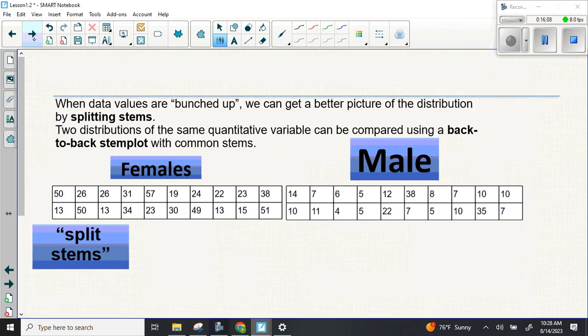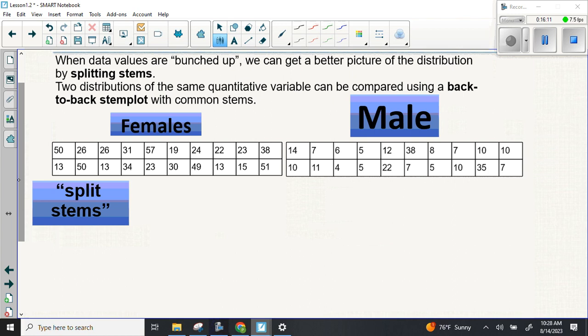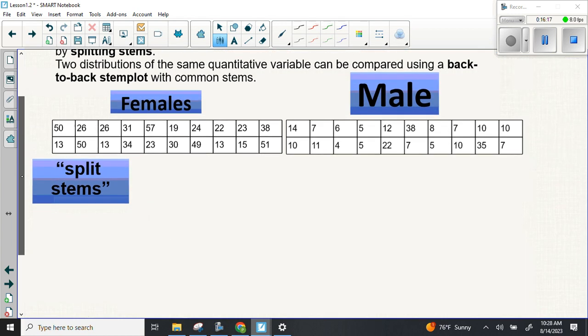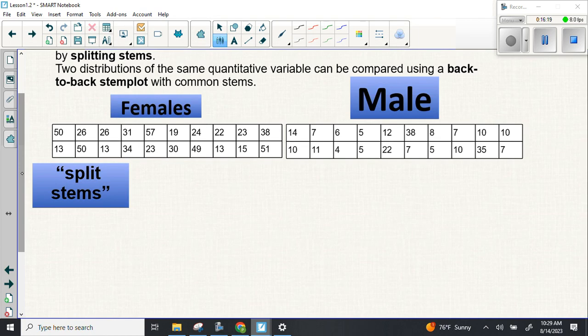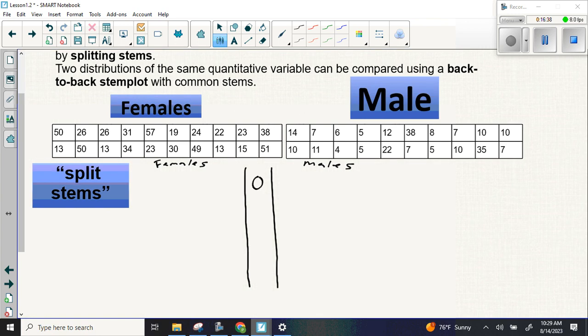All right. We can also do one with split stems. So if we have males and females, we can split the stems, and we're going to make what's called a back-to-back stem block. So the way that this would work is like this. So I might put females here, and then males over here. And then we're going to have to start with 0 because we've got a lot of zeros. We've got a lot of people that have less than 10. It's probably a better way to put it.